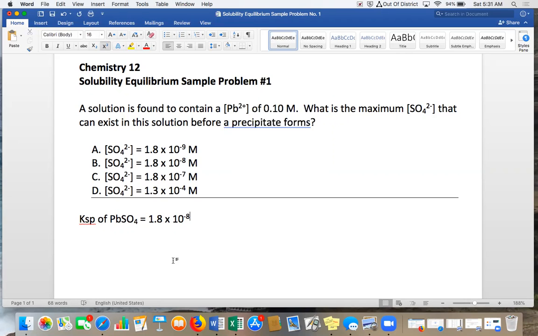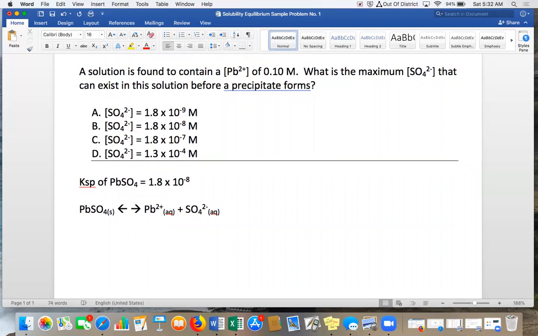Okay, the 2 main steps for a problem in the solubility unit are to use the balanced equation for the equilibrium and to use the KSP expression. So let me write out the equilibrium equation. The solid we are dealing with is PbSO4, and that is in equilibrium with Pb2 plus ions in the aqueous state and SO4 2 minus ions in the aqueous state.